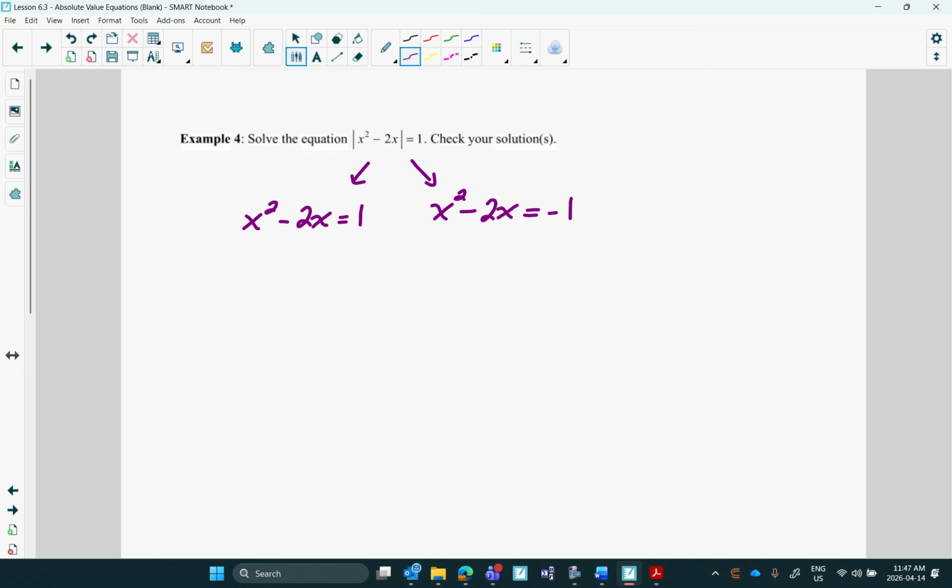What kind of equations do I have now? Quadratic, right? Because x squared. And I've got x terms, which means I have to solve by factoring. But before I can factor, I'm going to bring everything over to one side. So I'll do that for both of them. Notice they're slightly different from each other.